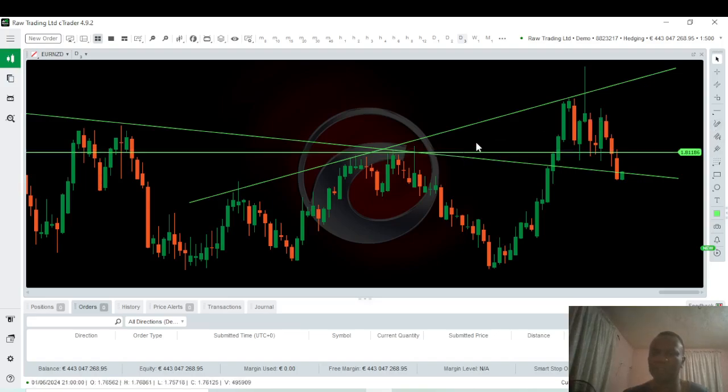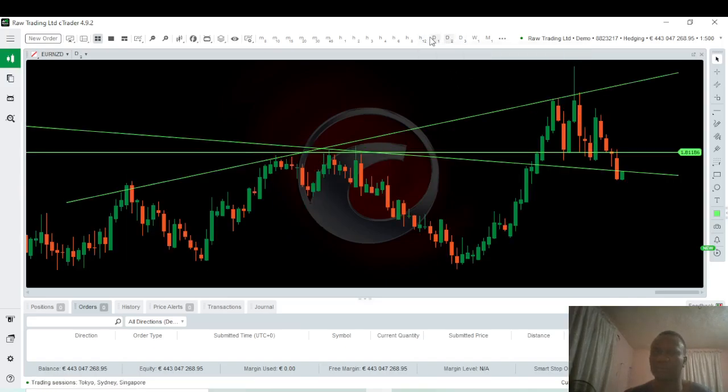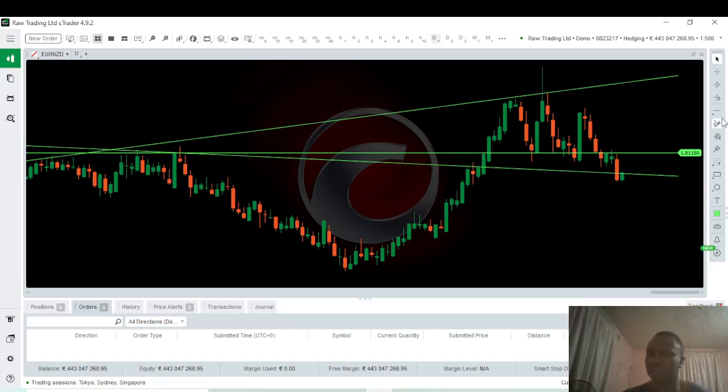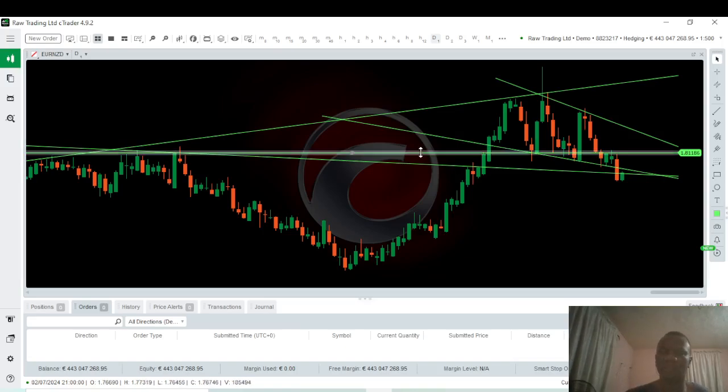So once the manipulation was done, I had this continuation pattern. I have this continuation pattern right here, and here, and here. And price has broken out of the continuation pattern. So it's supposed to explode downwards.